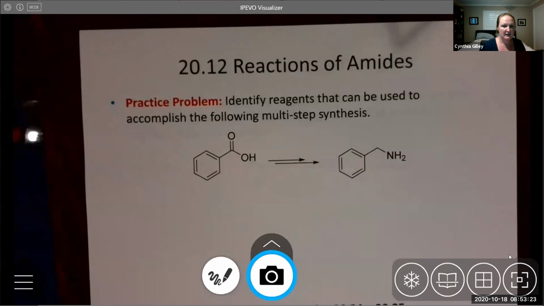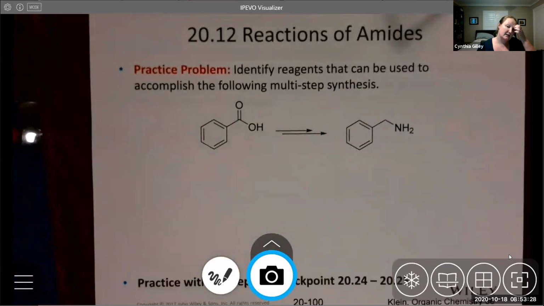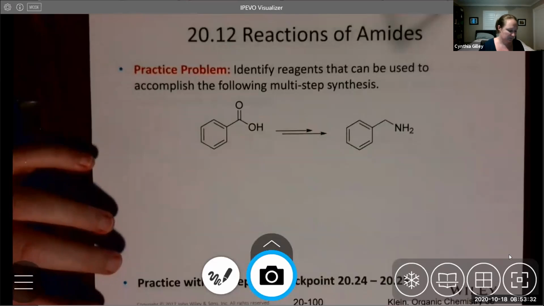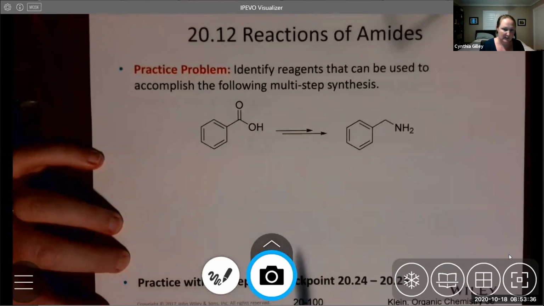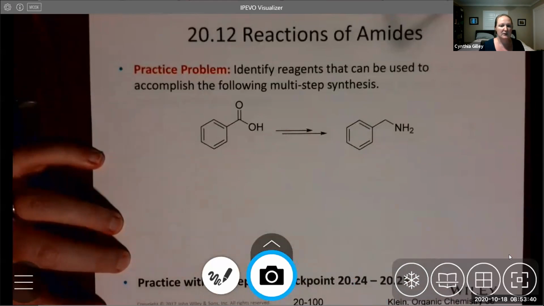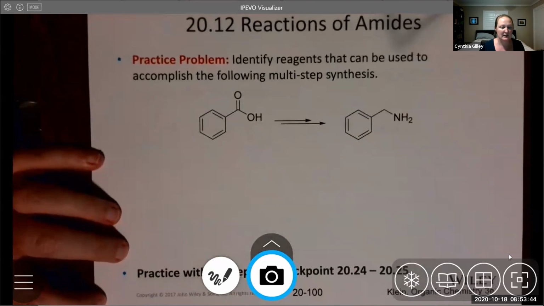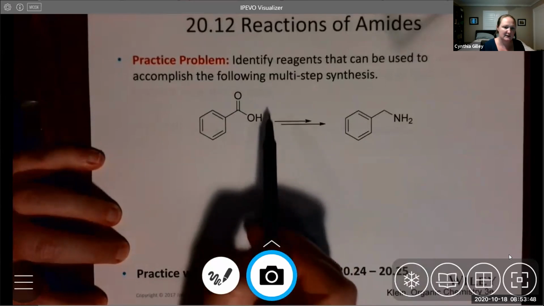Okay, let's go ahead and go over how to do this. Looking at the carbon backbone, we have the benzene and one carbon outside of that benzene ring, and that's consistent with the product as well. So we don't need to lose or add any carbons, which is useful to note in this practice problem. What we do need is essentially a functional group transformation.